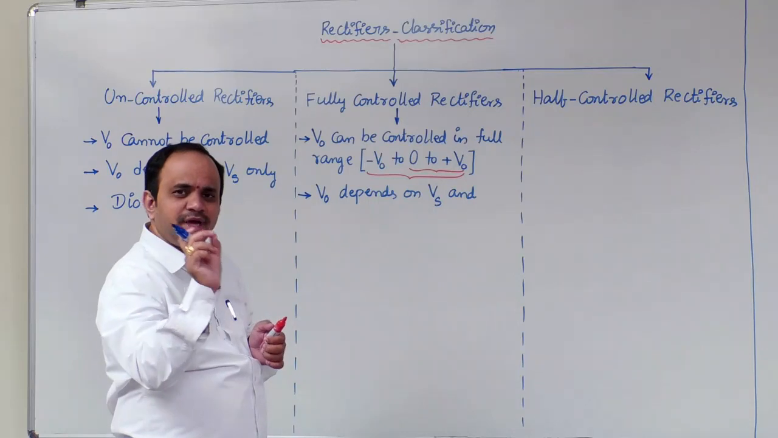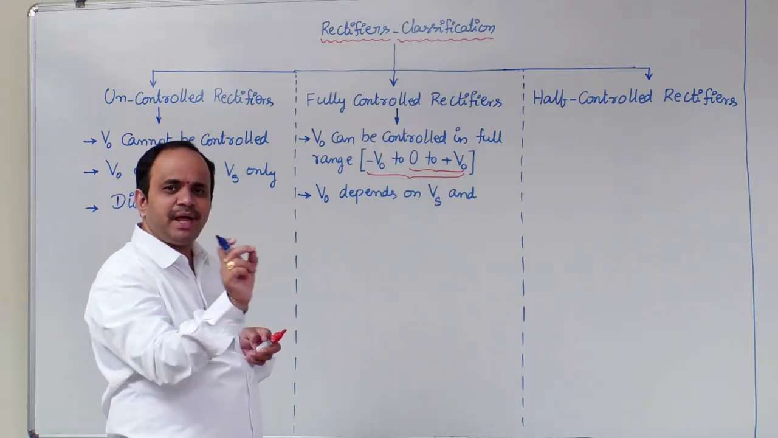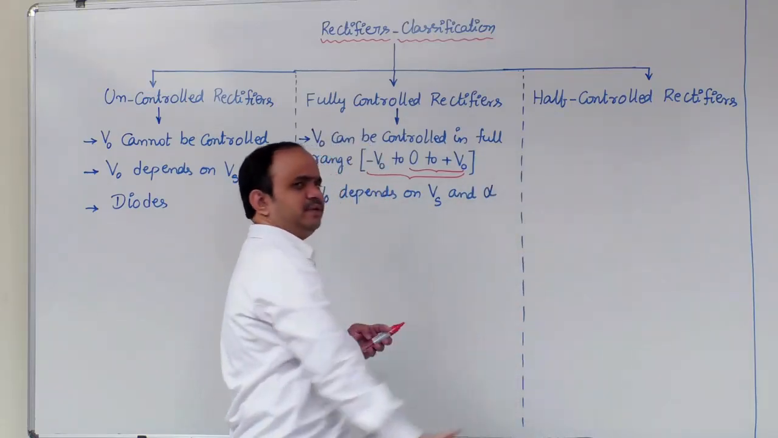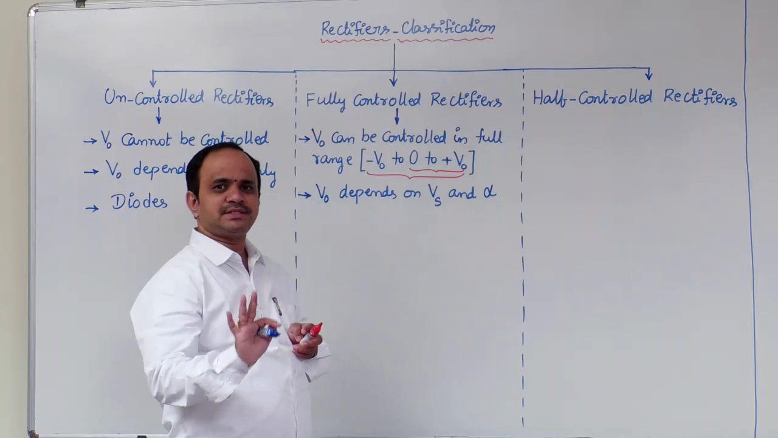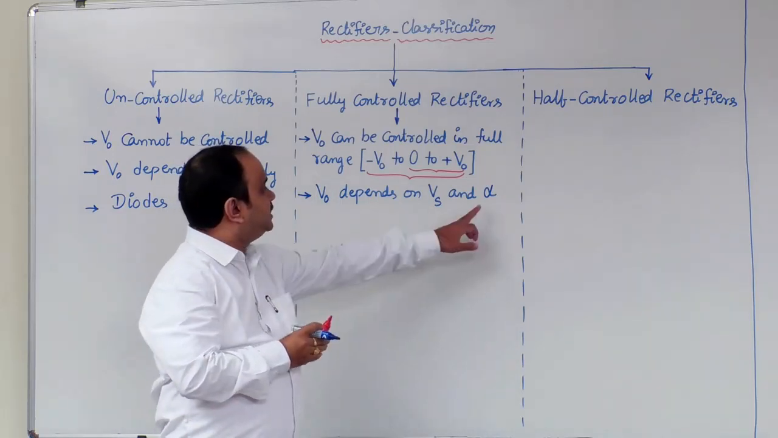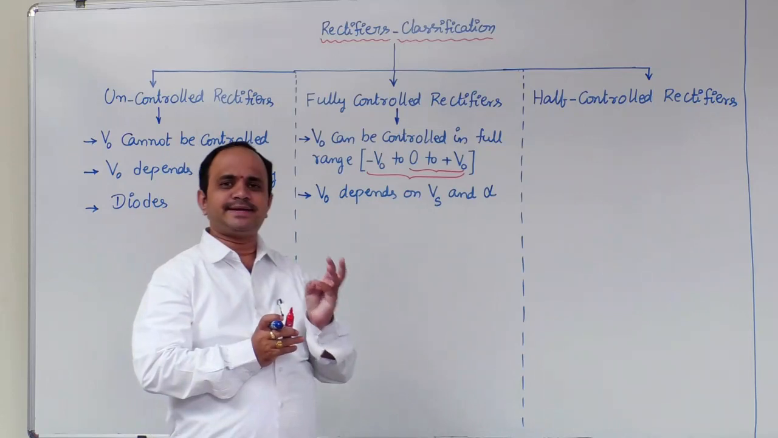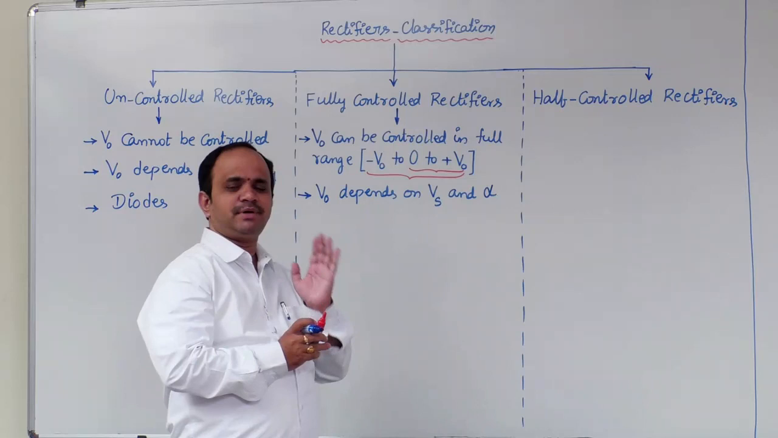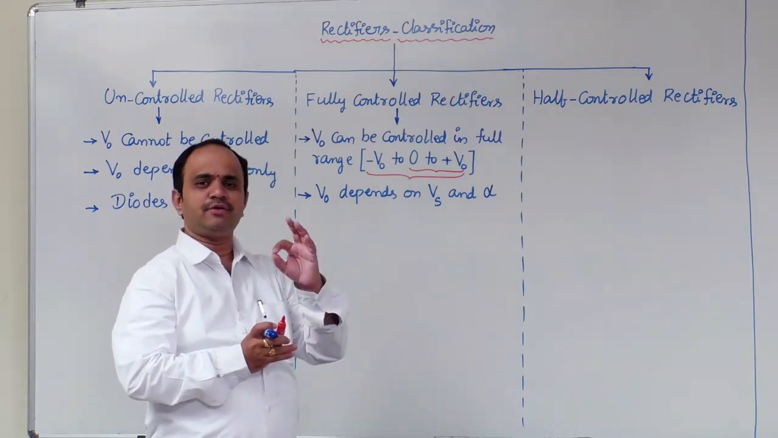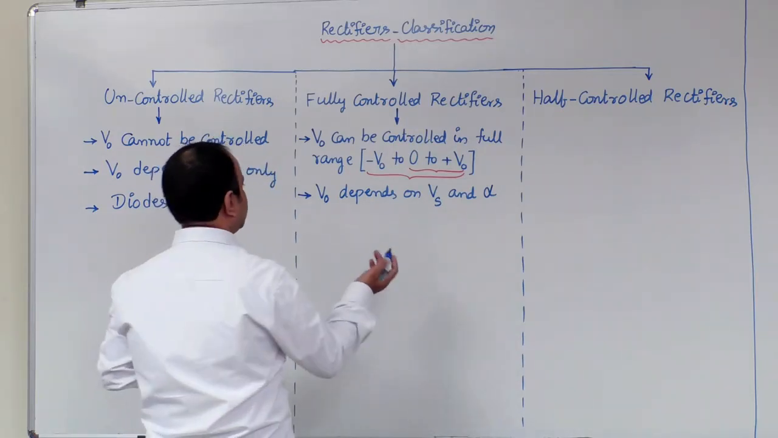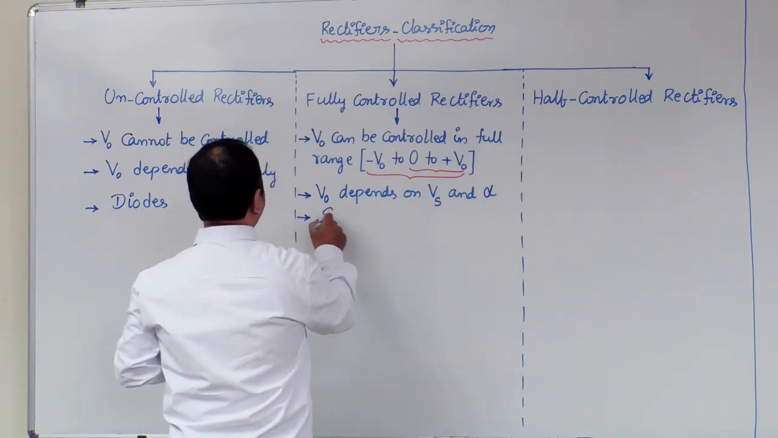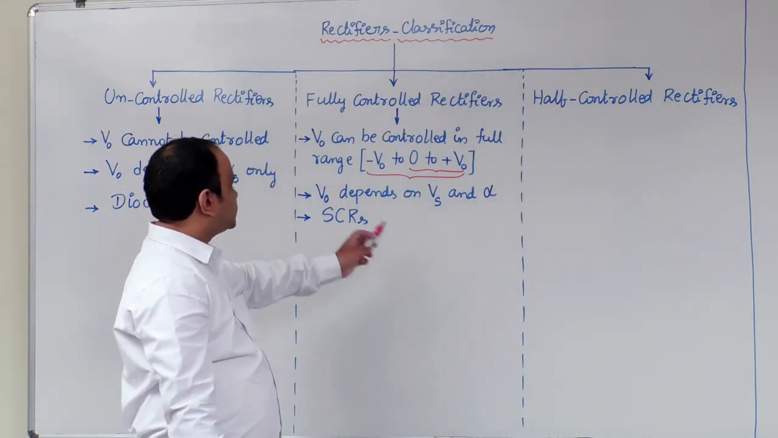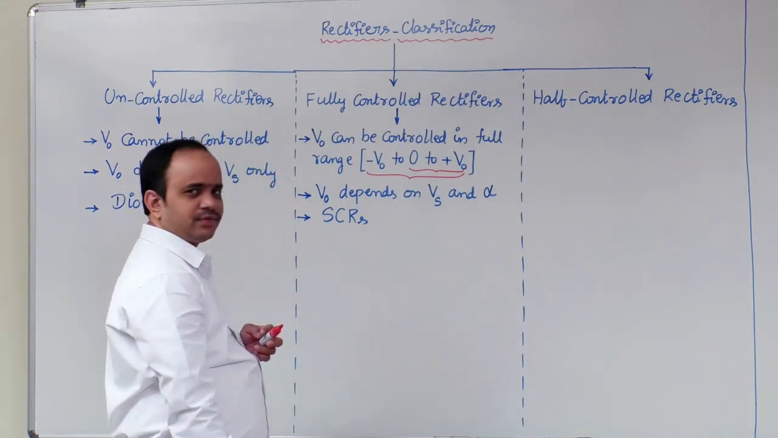The angle at which gate current is supplied to the SCR is denoted with the symbol alpha. Most of the books follow alpha as a symbol. This alpha is called either triggering angle or firing angle. It is also called delay angle, but the popular terminology is firing angle or firing delay angle. Nothing wrong in using these words. So these circuits are designed with SCRs.